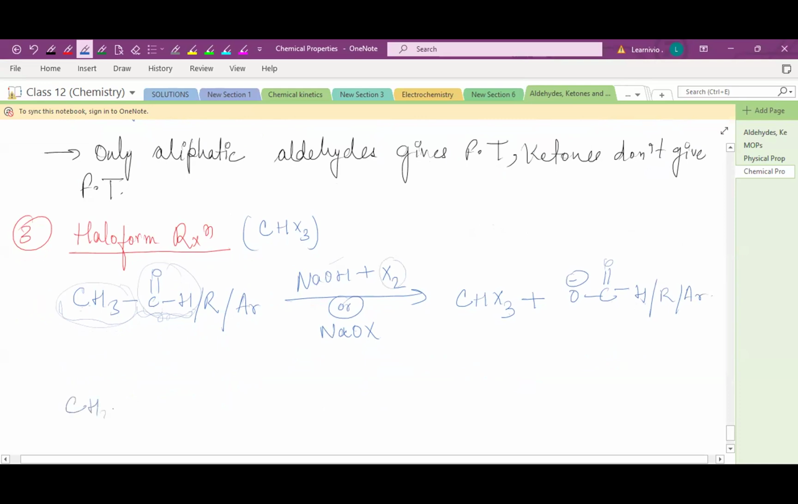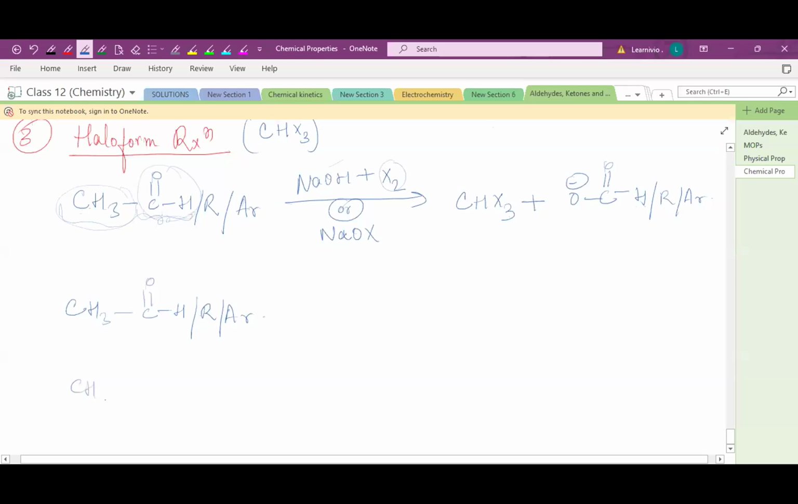Suppose CH3, again the same group, CH3CO-H. In the place of H, you can write hydrogen, your alkyl group, and you can also write aromatic system. Suppose this is CH3CO, and in the place of hydrogen, you attach CH3. So ketone can also give this test. Only the condition is that CH3CO group should be there. If CH3CO group is not there, then this test will not proceed, right?